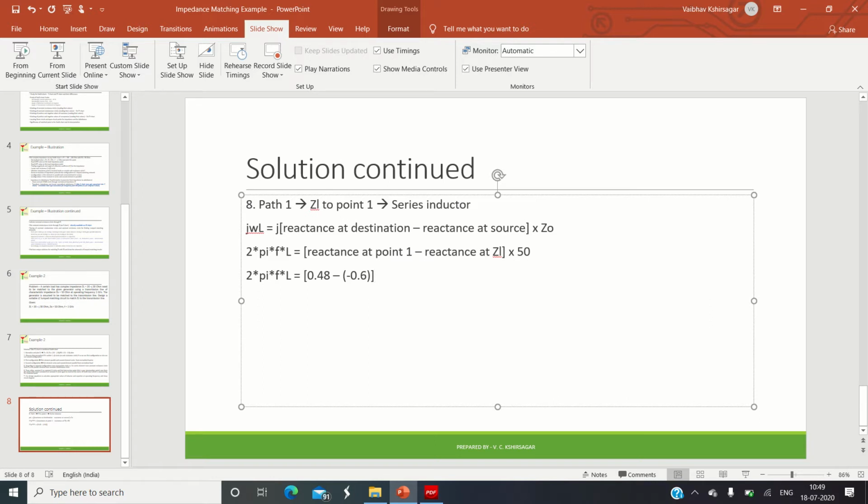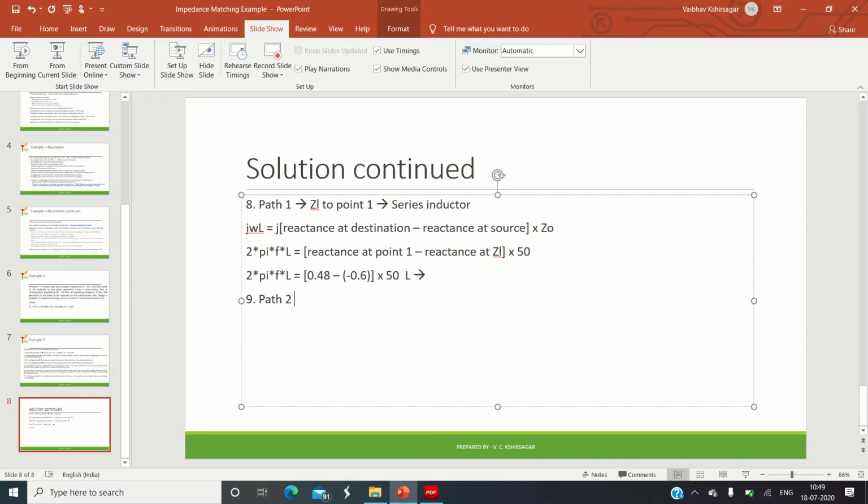Into 50. Now here the only unknown in this particular equation is the inductor value. You put the value of pi, the standard value 3.14, and you put the value of frequency, 1 gigahertz, solve this equation and find out the value of L. So here I will make a provision for L. Similarly, first I will complete writing the equation of path number 2.